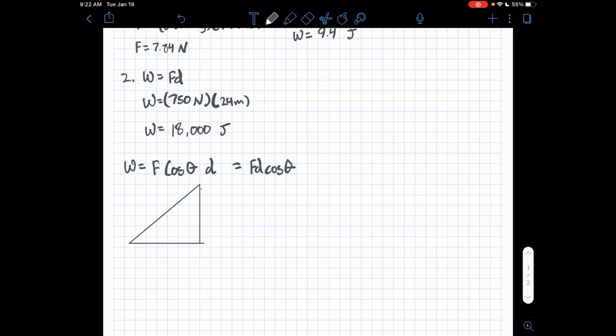There we go. And now let's use this triangle for the first question.